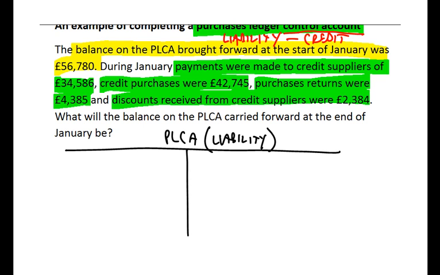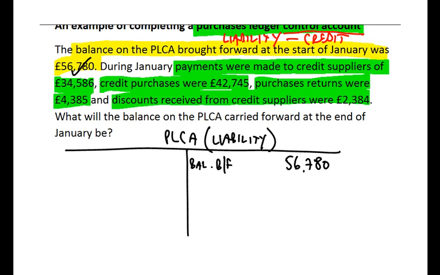So if we start almost ticking off the figures one by one, let's start with the balance brought forward at the beginning of January. The balance brought forward, or the opening balance, because it's a liability, will feature on the credit side. So we've got the balance brought down of 56,780. That's what we already owed suppliers from the end of the previous month, from the end of December, therefore brought forward to January. So we've dealt with that figure as a credit entry.